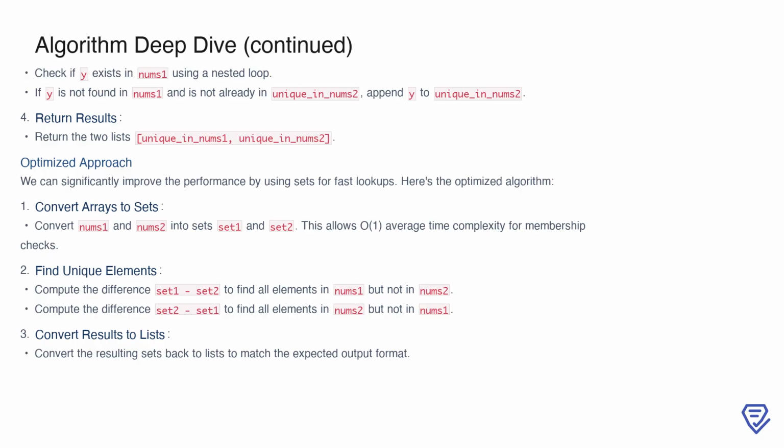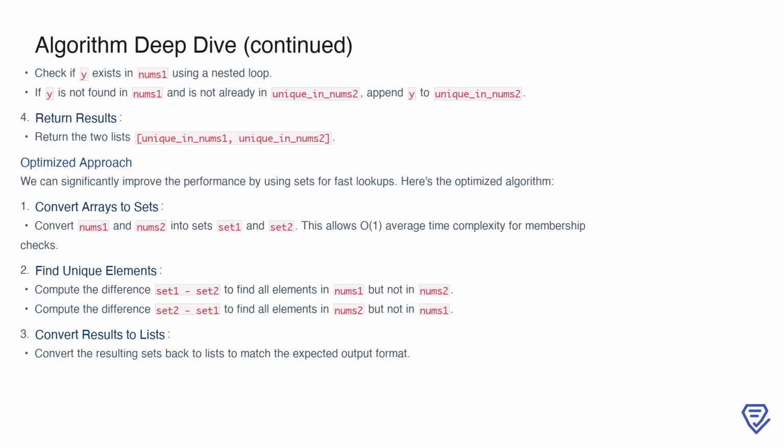To optimize the solution, we can use sets, which allow for faster lookups. The optimized algorithm begins by converting both nums1 and nums2 into sets, named set1 and set2. This conversion not only provides faster membership checks but also automatically removes duplicates. Next, we use set operations to compute the differences. The difference set1 minus set2 gives us all elements in nums1 but not in nums2, while set2 minus set1 gives us all elements in nums2 but not in nums1.